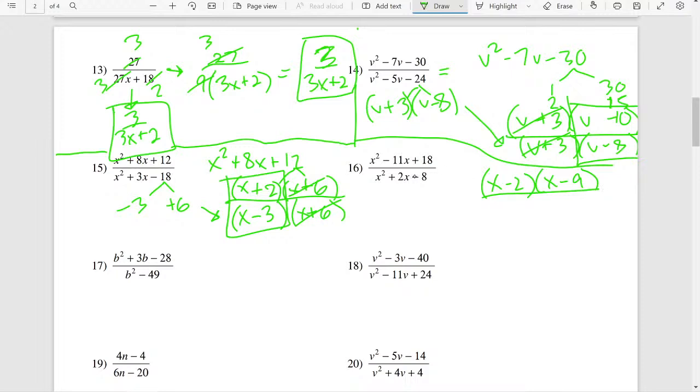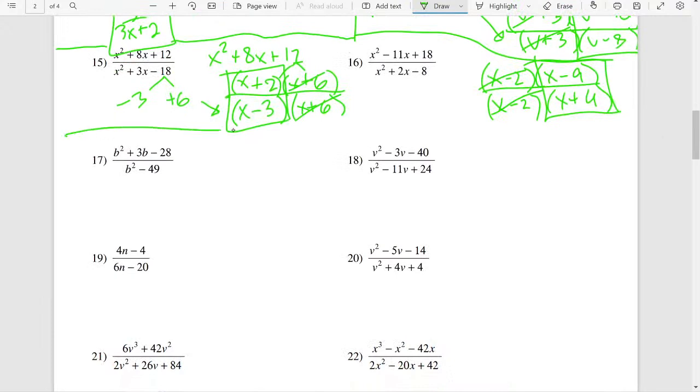And then that's over, well, I need to factor the denominator now. So I'm going to do two things that multiply to negative 8. And how about 2 and 4? So x minus 2, x plus 4, and then I have x minus 2, x minus 2. Those cancel, and I have x minus 9 over x plus 4. All right, so that's it for those.